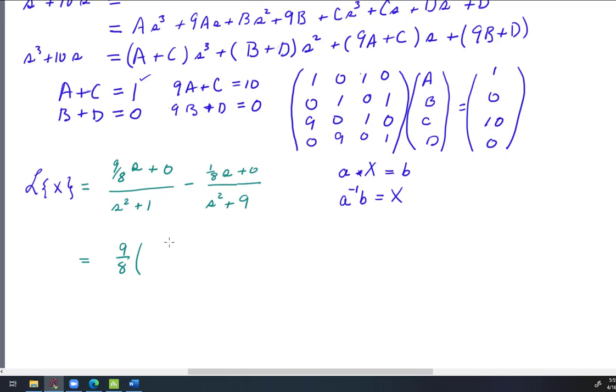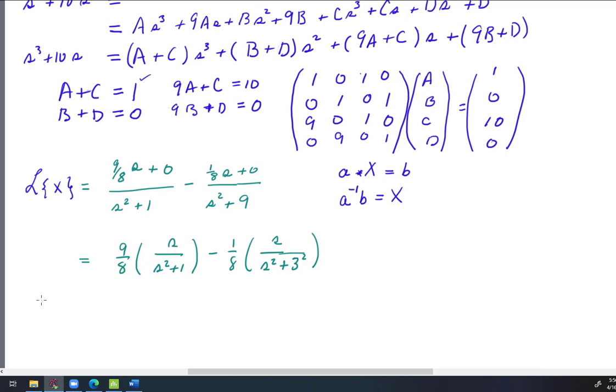9/8 S over S squared plus 1 minus 1/8 S over S squared plus 3 squared. And I've written it as plus 3 squared because the next thing we're going to do is to go to the inside cover of our textbook and look at the Laplace transforms and figure out what the inverse transform would be.